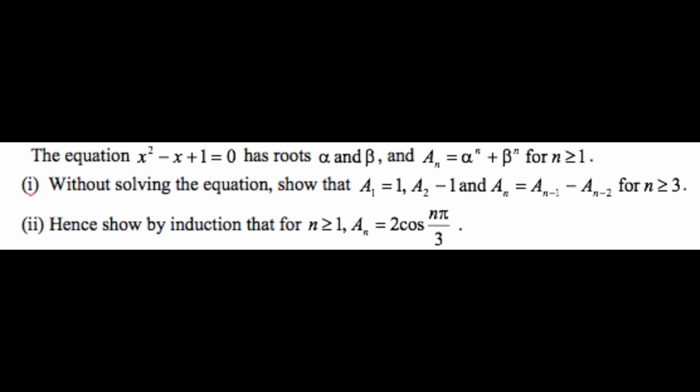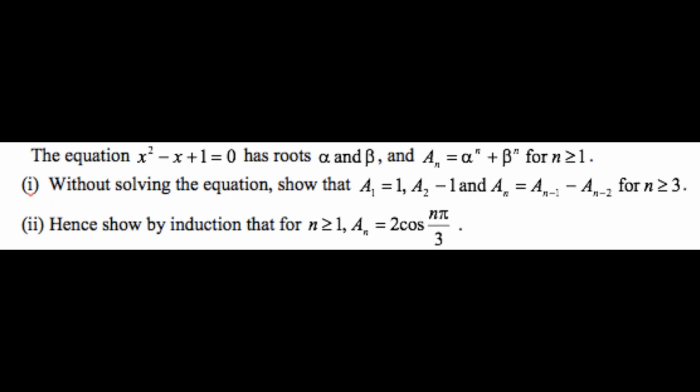I've had a pretty tricky induction question sent through. The question says the equation x squared minus x plus 1 equals 0 has roots alpha and beta, and a_n is equal to alpha to the n plus beta to the n for n greater than or equal to 1. Part 1 says, without solving the equation, show that a1 equals 1, a2 equals negative 1, and then a recursive relationship exists which says a_n equals a_(n-1) minus a_(n-2) for n greater than or equal to 3. So that's part 1.